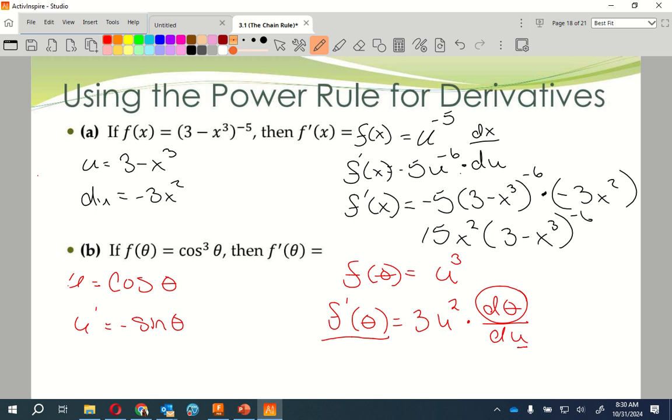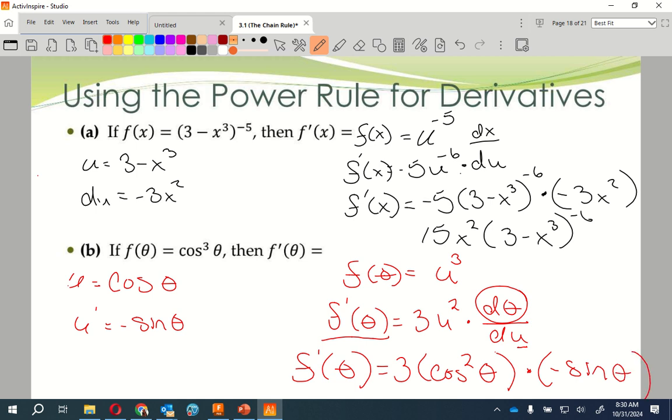Times the derivative. So this is going to be f prime of theta, 3 cosine of theta, and that's going to be squared, times negative sine theta. So I could put that negative out front. That would be the only change I would make. Does that make sense? Nonsense? Okay.